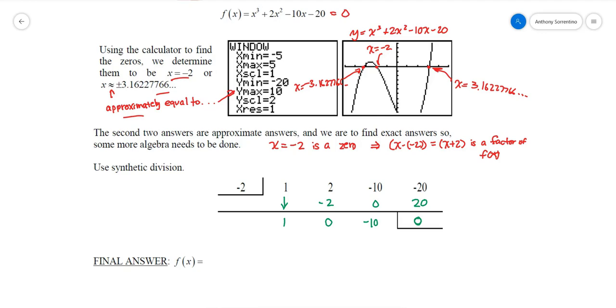This is my constant term, this is my x term, this is my x squared term. So obviously when I rewrite this, I don't have to write the 0x. I can get rid of that as part of my solution. So now I know that f of x, originally written like this, can be rewritten as x plus 2, because that's what gave me the -2 as a 0, times x squared minus 10. And I'm trying to set that equal to 0.